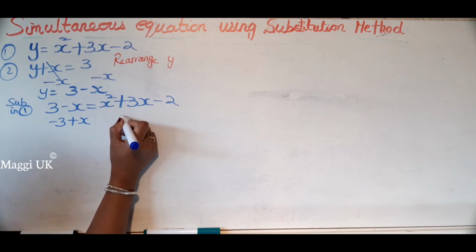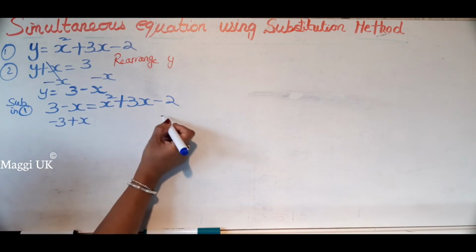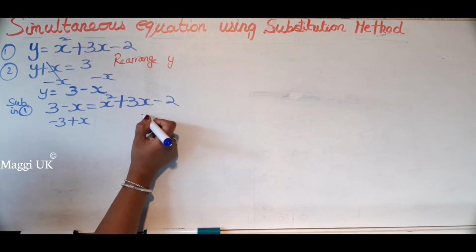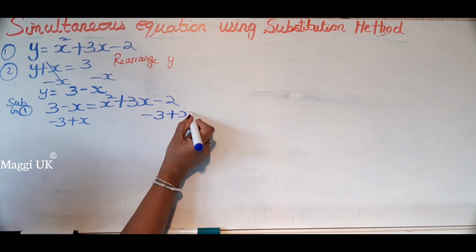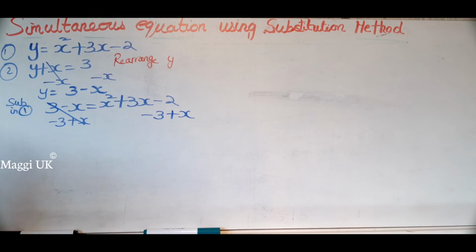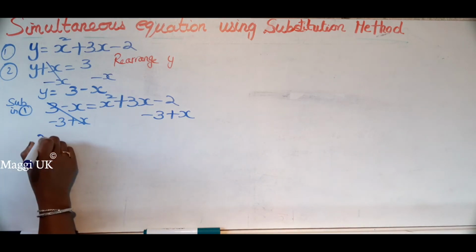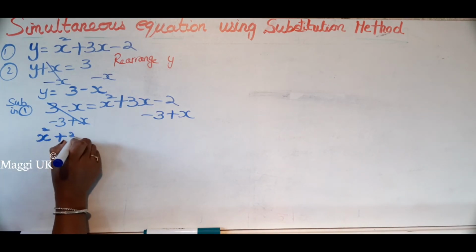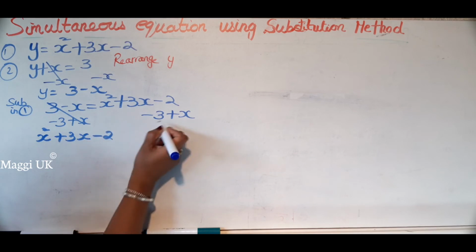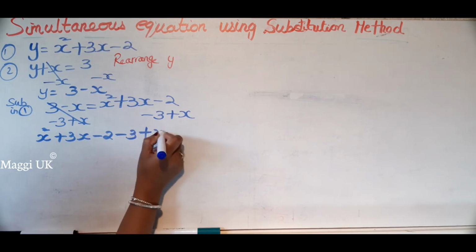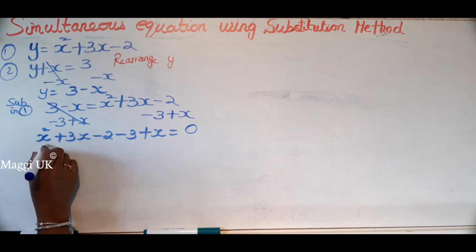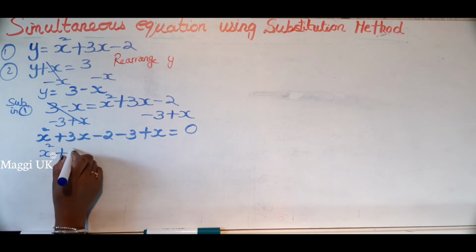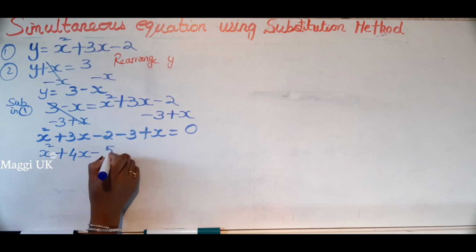So there'll be x squared, and on this side we need to bring minus 3 and plus x. So in total that will be x squared plus 3x minus 2 minus 3 plus x. You can simplify that even further: x squared plus 4x minus 5 is equal to 0.